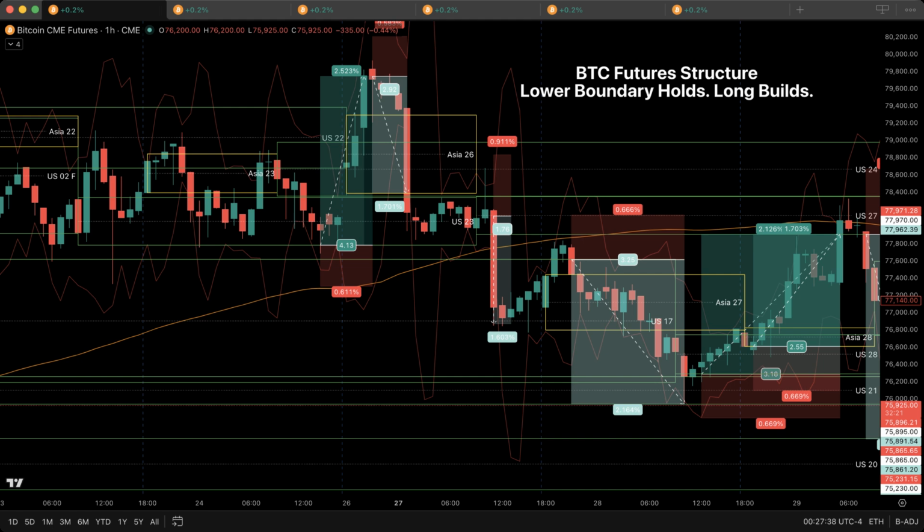It continues. It breaks above April 27th US session lower boundary. Then it breaks above April 27th US session midpoint. Now the move has reached deeper memory. It is no longer just bouncing. It is trying to cross the prior US structure.